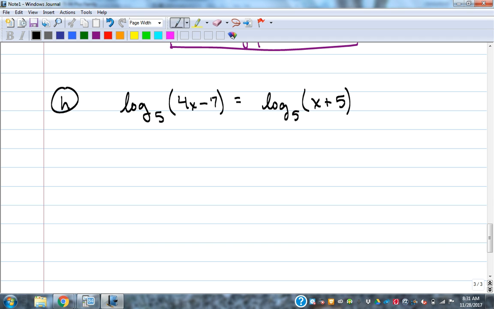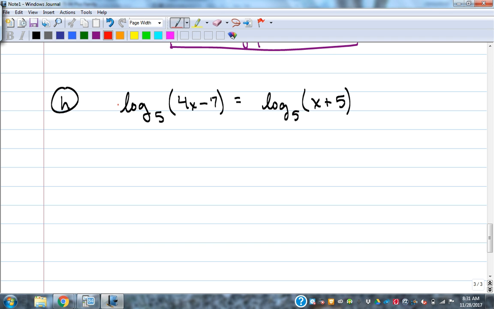Just like when we got rid of the 9 to the x, we got rid of the base of a 9. We used a log base 9. To get rid of a log base 5, what do we think we're going to use as a base to exponentiate with? What's the base of the log? 5. So that's the 5 that we're going to use to exponentiate.